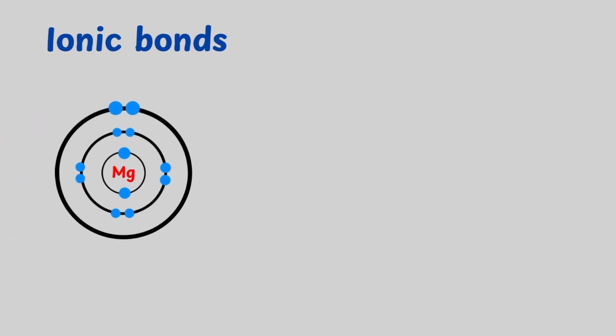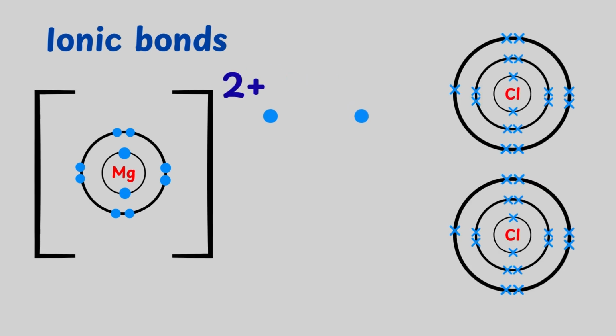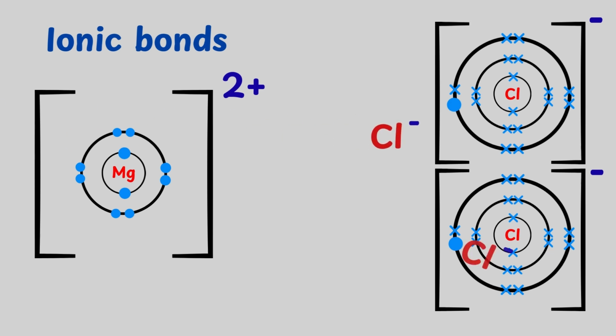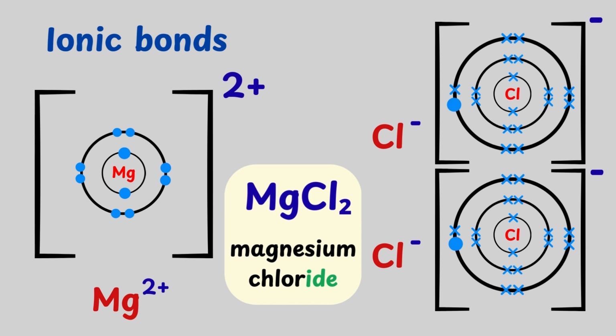This is another example. Magnesium, Mg, has 2 electrons in its outer shell. It loses those 2 electrons to become stable, forming an Mg2+ ion. Each chlorine atom gains one electron to have a full outer shell, each becoming a Cl- ion. The compound is MgCl2 because there's one magnesium and two chlorine atoms involved. This is called magnesium chloride. Again, chlorine becomes chloride when it forms an ion.